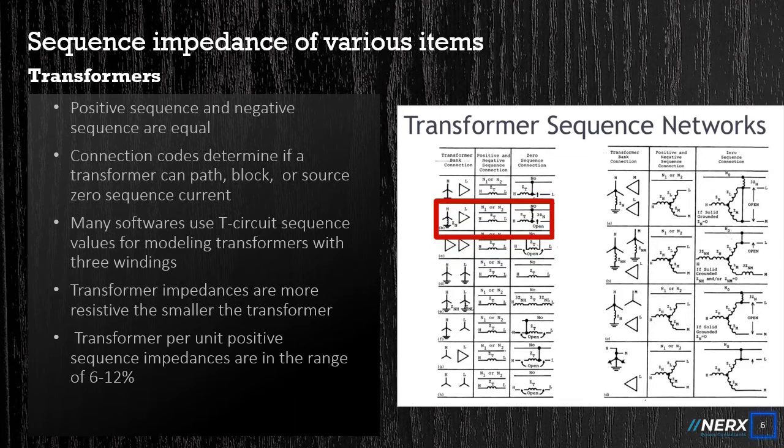If a transformer like a Y-grounded delta transformer sources zero-sequence current, it provides a means for zero-sequence current to flow into the grid. This is represented with a shunt connection in the zero-sequence network. Only transformers that have shunt connections in the zero-sequence model can provide zero-sequence current.